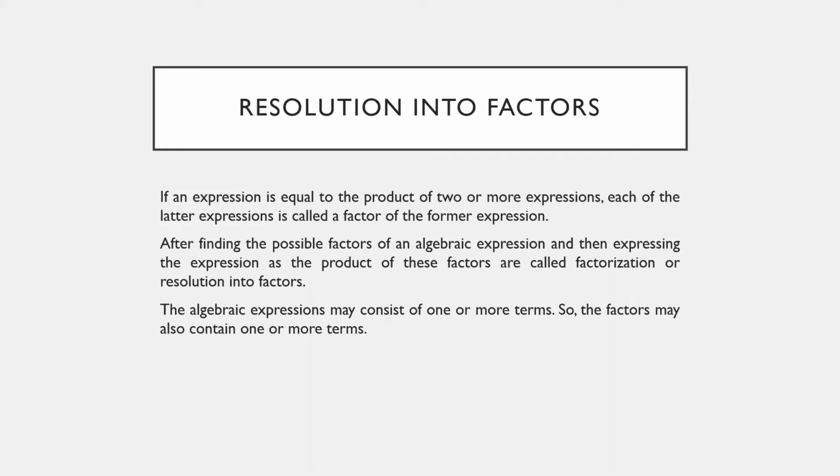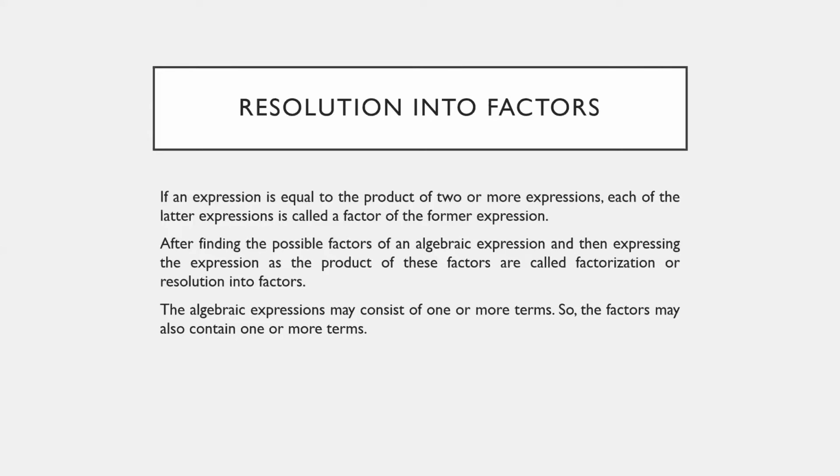The algebraic expressions may consist of one or more terms, so the factors may also contain one or more terms. Here 12 was only one term, and 3 and 4 are factors with one term each. But if we think about a square minus b square, here we have two terms, and if we apply the formula, a square minus b square equals a plus b into a minus b. Here we got the factors a plus b and a minus b. Both factors contain two terms, a and b. So this was the example of factors containing one or more terms.